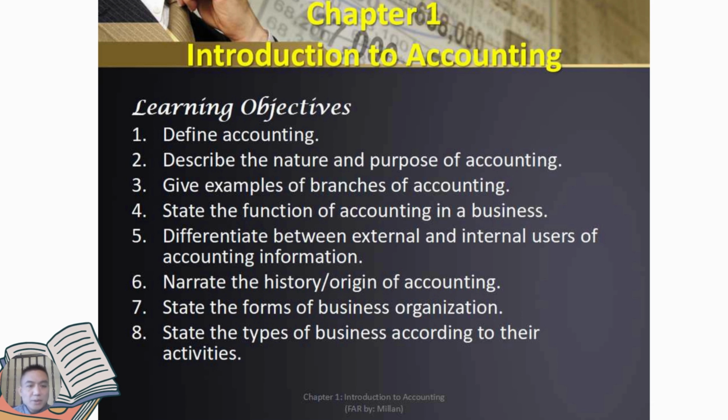Number one, define accounting. Number two, describe the nature and purpose of accounting. Number three, give examples of branches of accounting. Number four, state the function of accounting in the business. Number five, differentiate between external and internal users of accounting information. Number six, narrate the history or origin of accounting. Number seven, state the forms of business organization, and lastly, state the types of business according to their activities.